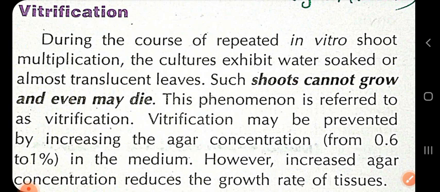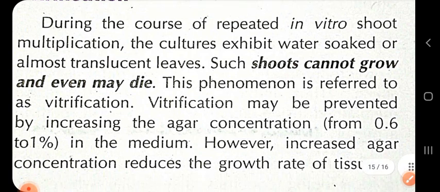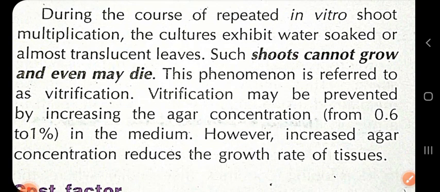So during repeated subcultures, you will see the shoots are becoming translucent, just like a sheet of glass, and they exhibit a water-soaked look, just like they excessively soak the water. This type of shoots, having translucent leaves, will not survive for a long time. Such shoots cannot grow and die, and this is known as vitrification.